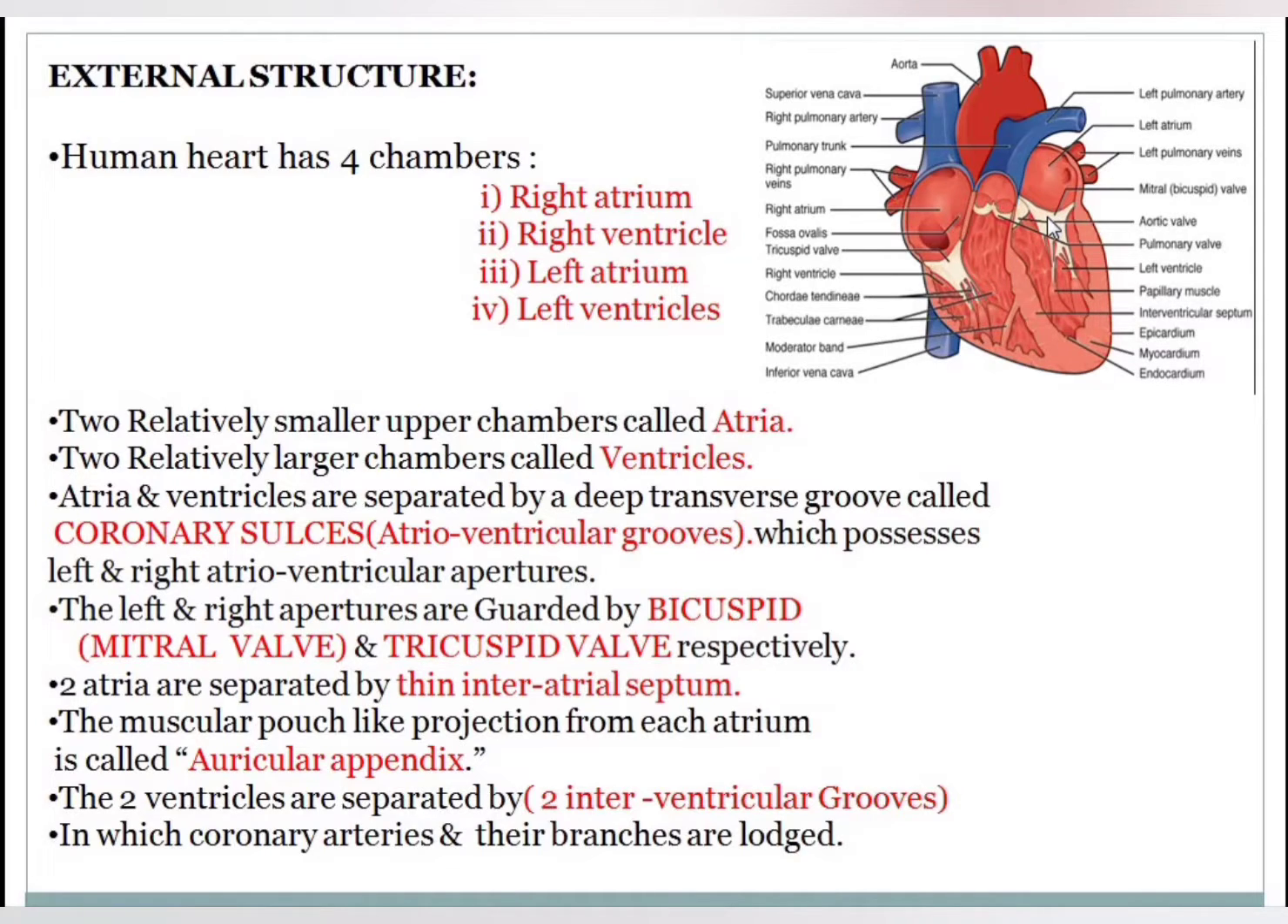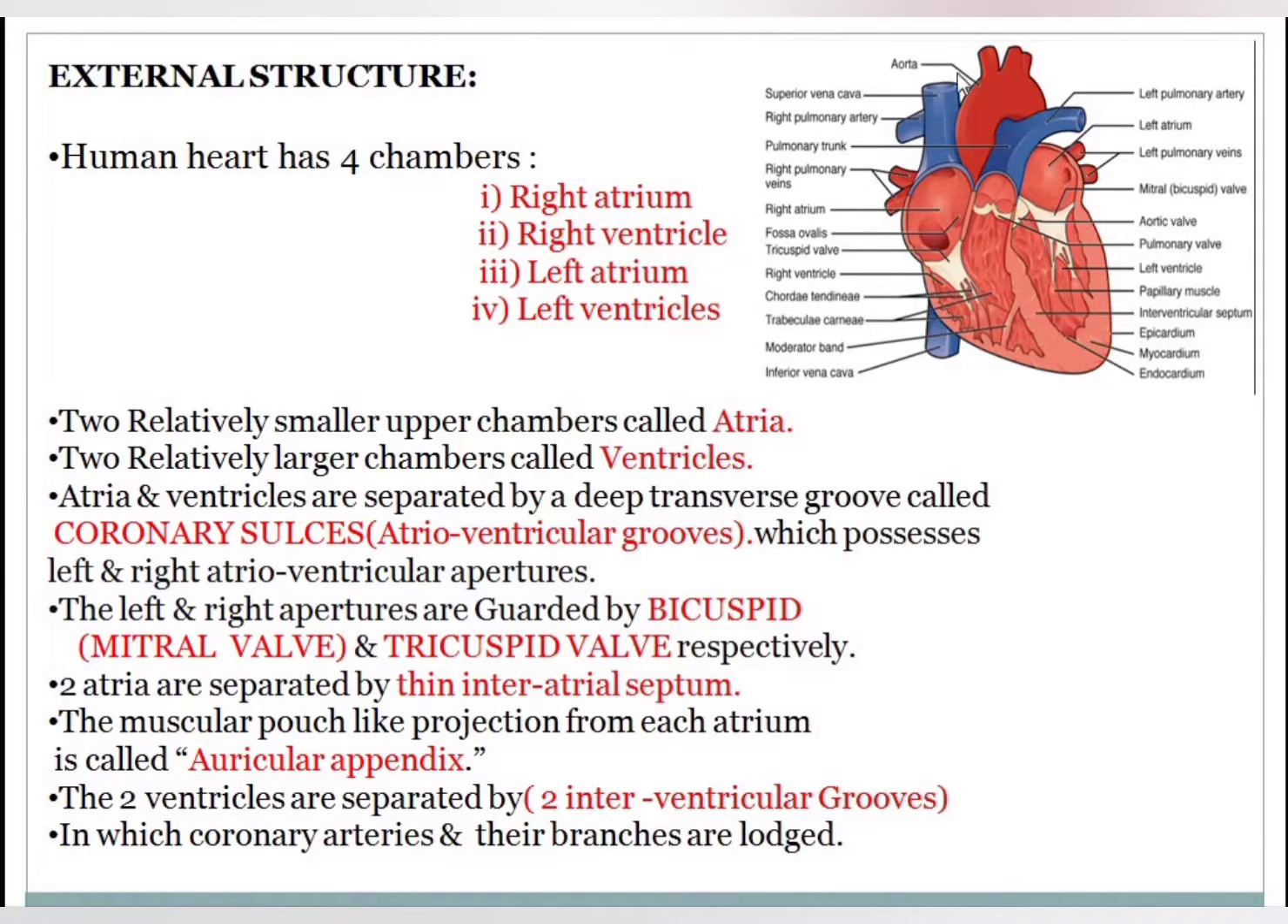The two ventricles are separated by two interventricular grooves, and they also have a lot of coronary arteries and branches lodged in the ventricles. This is about the atria and the ventricles.